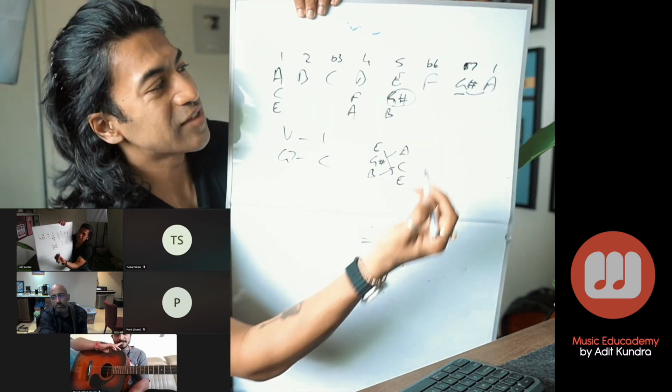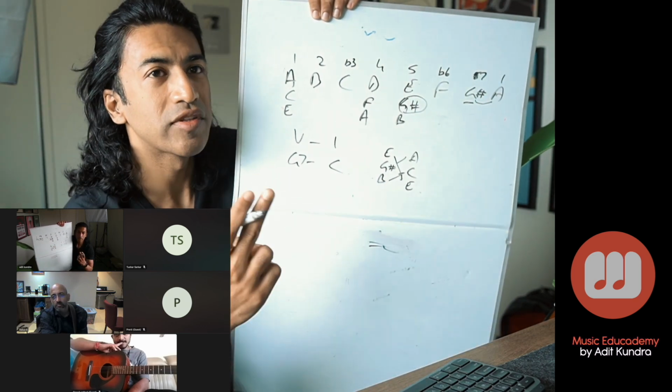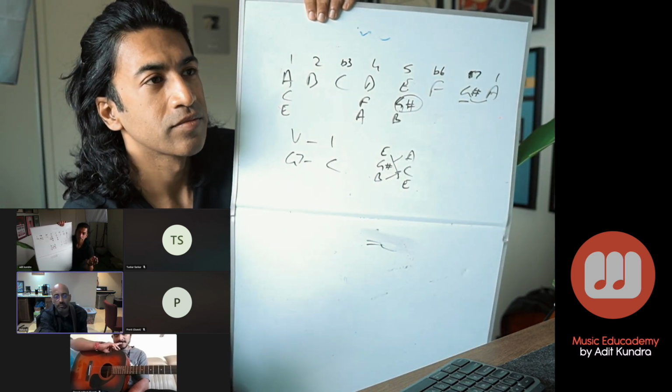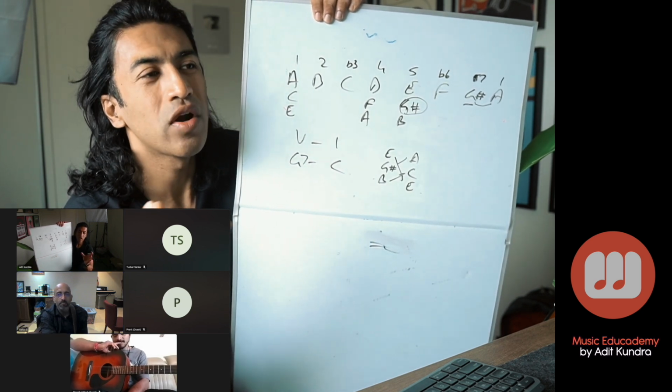G sharp to A is a half step. लेकिन F to G sharp, that is one whole step and one half step. Yeah. That's a minor third interval. So generally scales में we don't want इतना बड़ा gap.